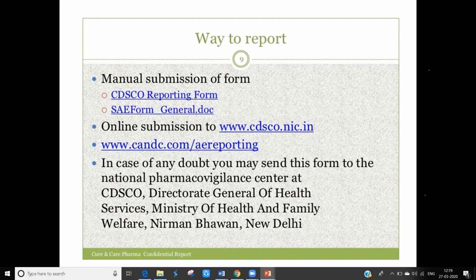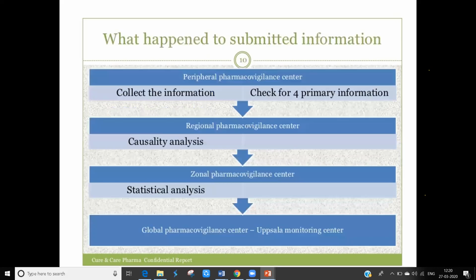Patient identity should never be included anywhere, so even the higher authorities and the regulatory authority will not know who the patient is. That is part of medical ethics. There are manual submission forms and also online submission, and it can be sent to CDSCO, the Director General of Health Sciences, or the Ministry of Health and Family Welfare. This is the way of reporting.